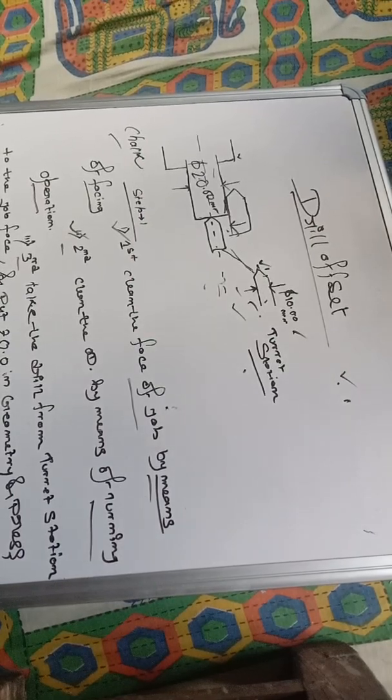Today I will discuss how to take drill offset. We all know drill offset is a very vital part of a CNC machine, and the setting of the drill is a very vital thing.